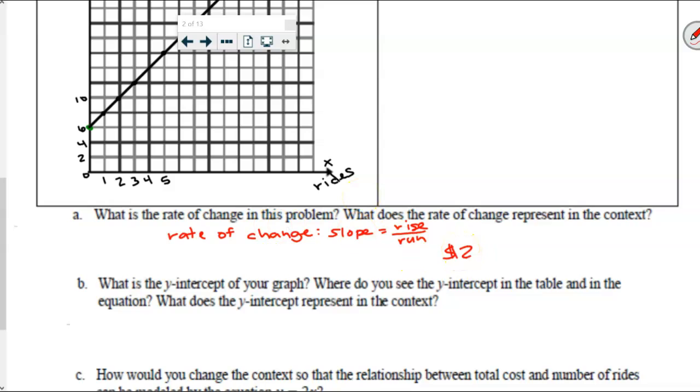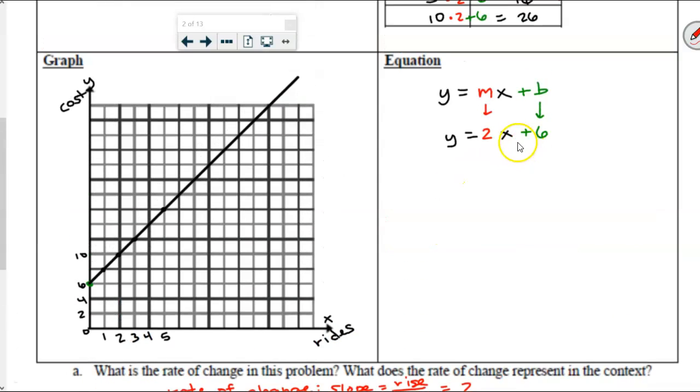$2 for one ride. Also known as 2. Where do you see that 2? In the equation right here. It's multiplied by the x.